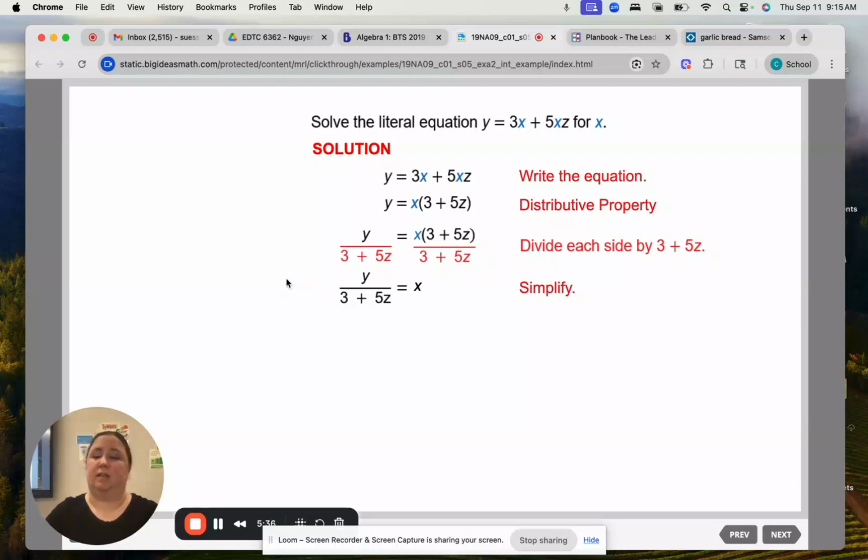And then the proper way is to flip it and write the x first. So y over 3 plus 5z would be your solution. So this undistributing takes thinking outside the box a little bit. When you see a term with the variable you're trying to solve in both of the terms, think to myself, how can I pull this out of there? And that'll hopefully help you remember.